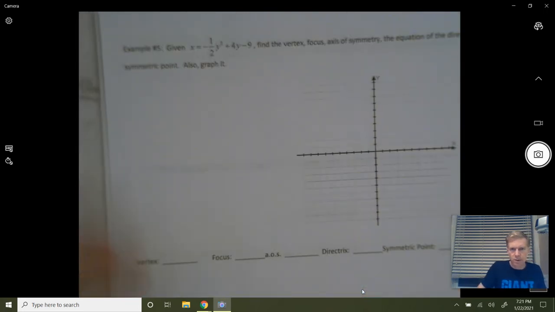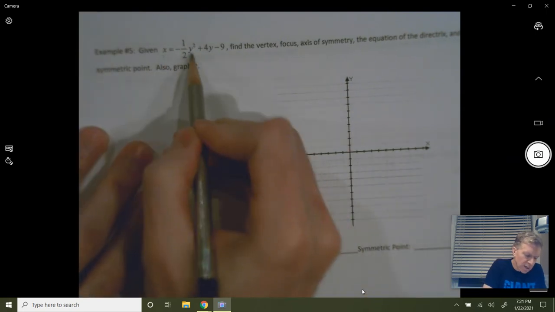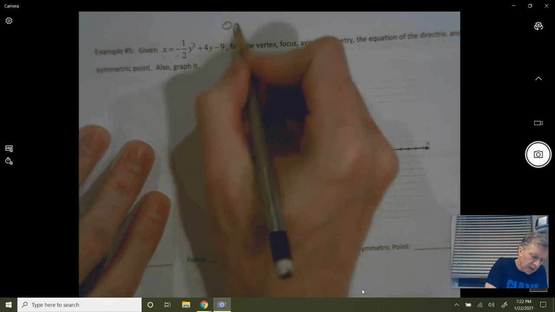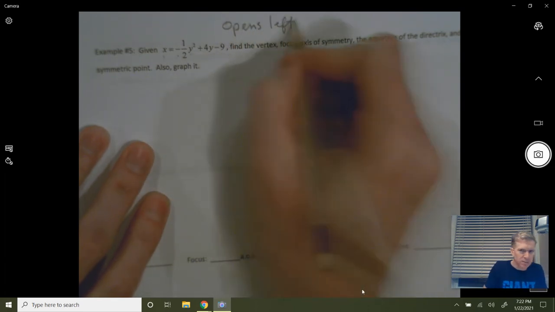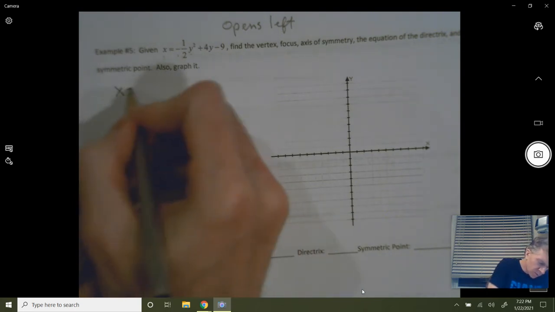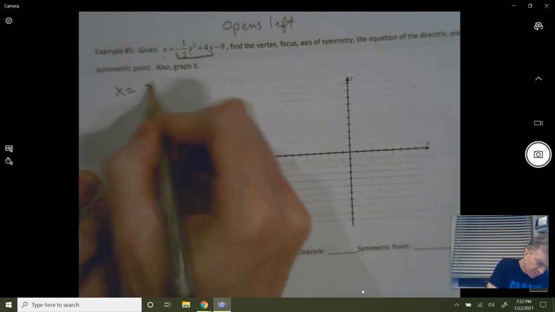Okay, so this one's going to be a similar one. We have to complete the square, but now this is x equals y squared, and this is negative, so it's going to open right or left, and since that's negative, it's going to open left. Sometimes I write that down right at the beginning because it reminds me. I've got x equals. Remember, I'm going to look at these first two terms and factor out the negative 1/2.